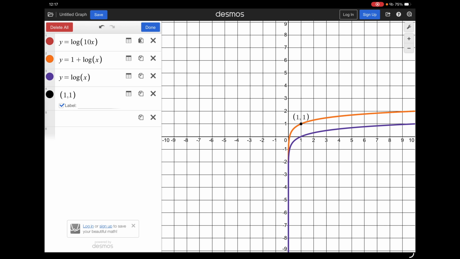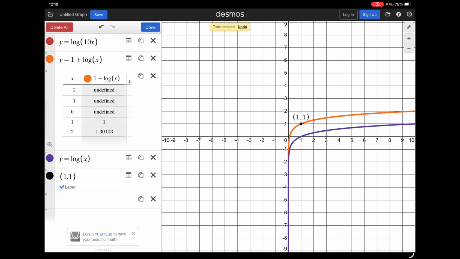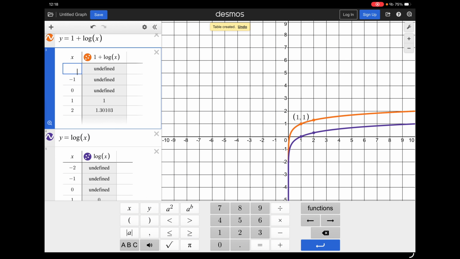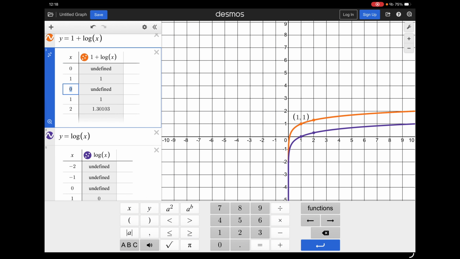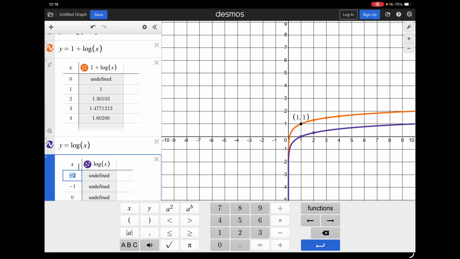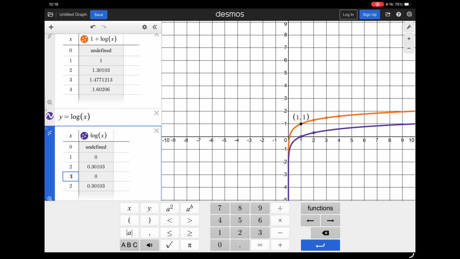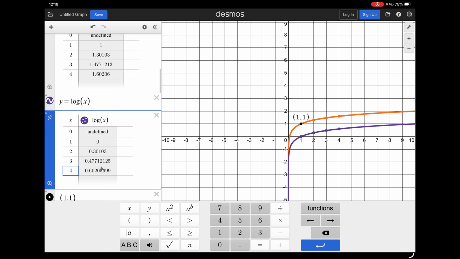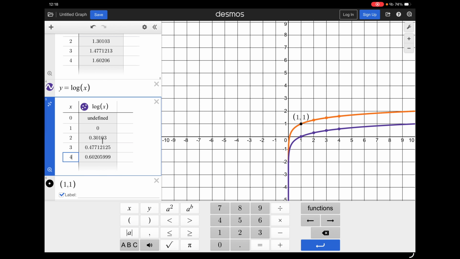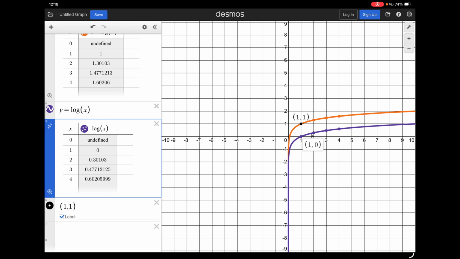If I look at the table for this graph and for that graph, let me plug in 0, which is undefined, then 1, 2, 3, and 4. And the same thing here for the x values. Let's start with 0, which is undefined, and then 1, 2, 3, and 4. I'm going to see again that these values up here are 1 unit higher than the values we have down here. So we see a more direct correlation: the points we have here are lower by 1 unit. Let me zoom in.